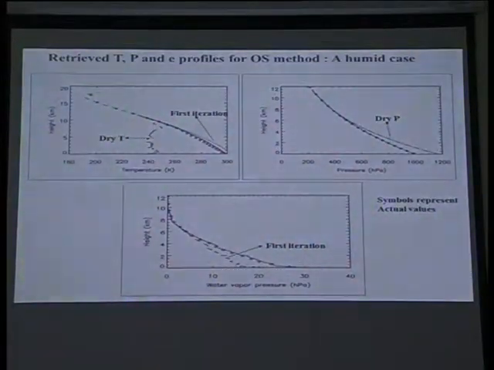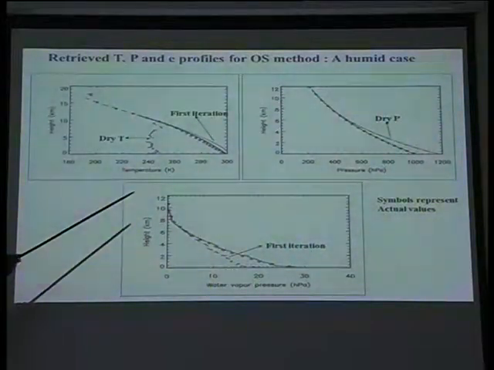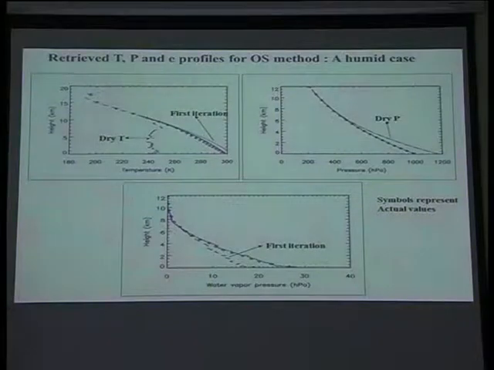This typically shows how things are done with that particular method. To start with, in the first iteration we take dry pressure, and then when we iteratively solve, they converge to actual temperature, close to actual pressure and close to actual water vapor pressure.